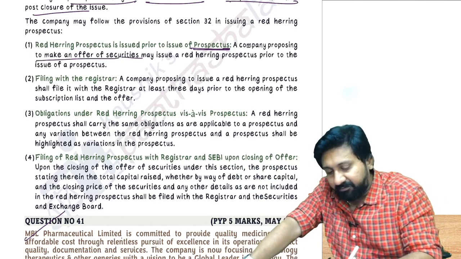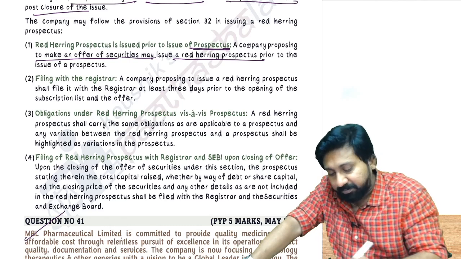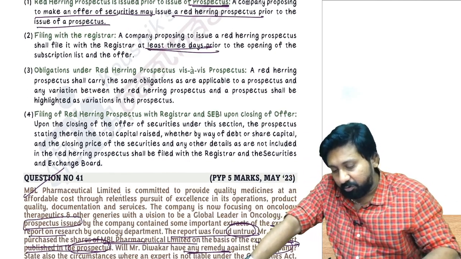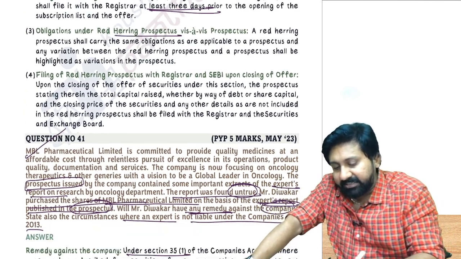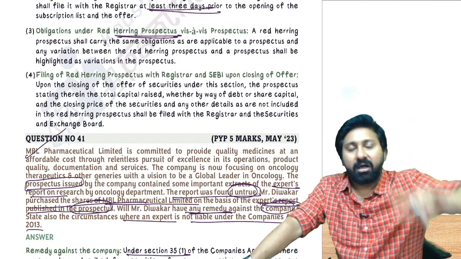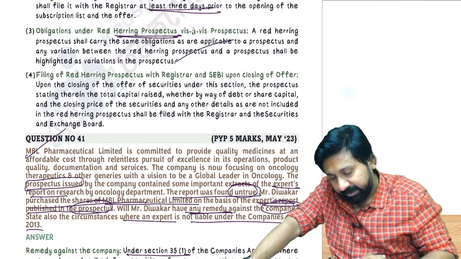A company proposing to make an offer of securities may issue a red herring prospectus prior to the issue of prospectus. File it with the registrar at least 3 days prior to opening of the first issue. Obligations under the red herring prospectus: whatever the obligations are applicable for the final prospectus, all are applicable also for the red herring prospectus.